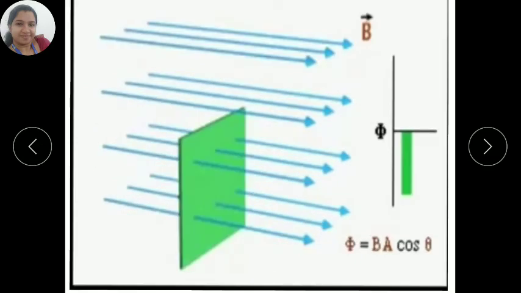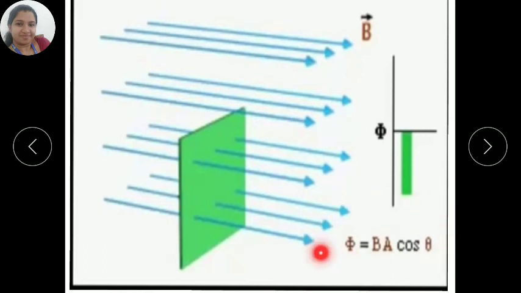Then in the second case, here we place the surface along the direction of the magnetic field lines. Along the direction of magnetic field lines means the area vector is along the direction of the magnetic field lines. What's the value of theta between B and A? B is along this direction, area is also in the same direction. So theta value is equal to 0. So phi is equal to BA into cos 0, that means phi is equal to BA. This is the maximum value of magnetic flux.